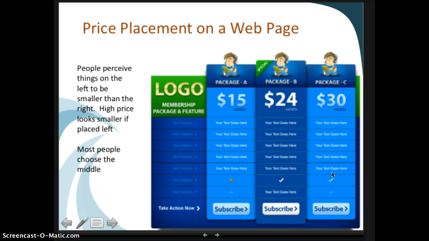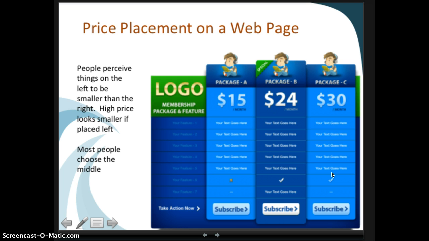So one of the things I wanted to talk about was how do you price pricing on a web page? Interestingly enough, many brick and mortar retailers have found that if they offer customers a higher priced product first, that overall sales will be higher than if they offer a lower priced product first.